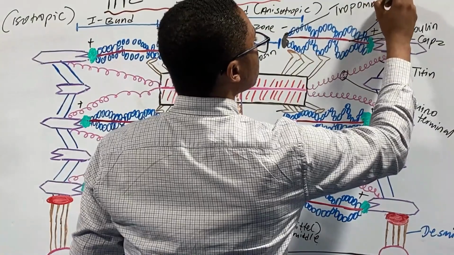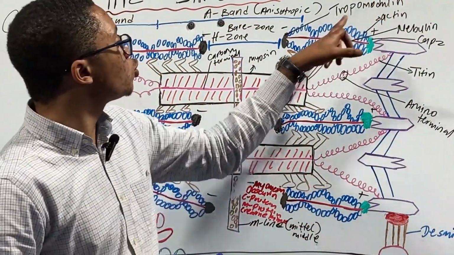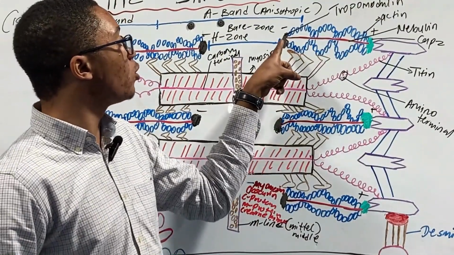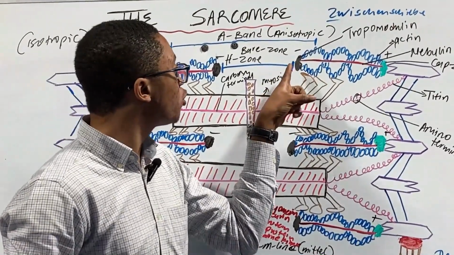Modulin. All right. What tropomodulin does is to prevent the additional attachment of G-actin. That's the function of tropomodulin.